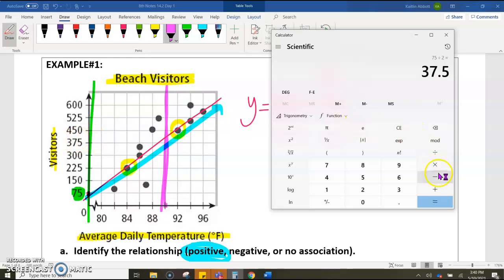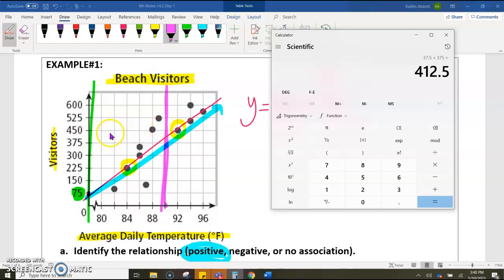375. Okay, what's 375 and 450? What's halfway in between there? So I did 75 divided by 2, so 37.5, I'm going to add to 375. Oh my goodness. 412. So roughly 412 people.